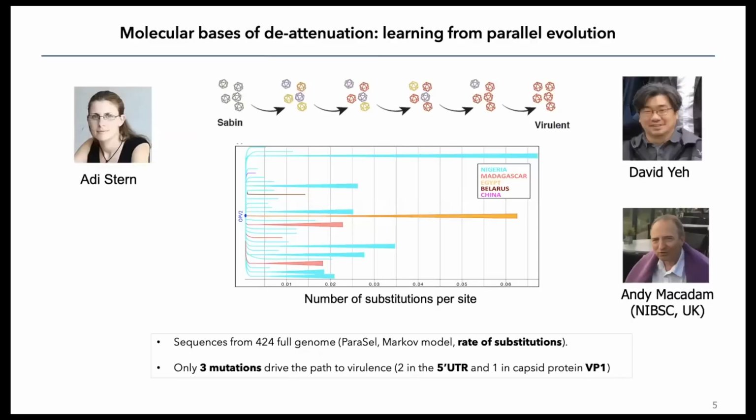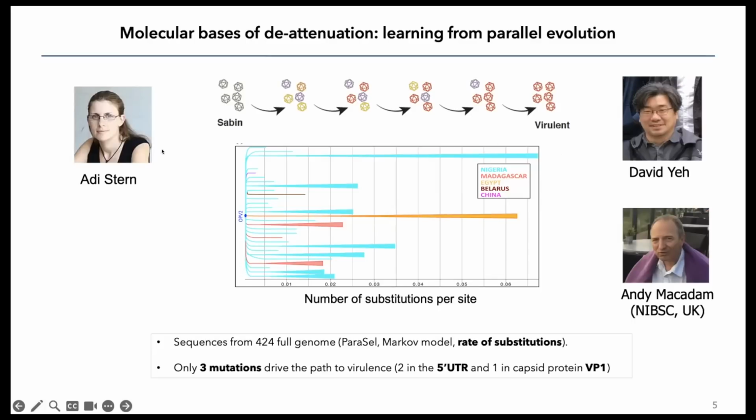So we thought several years ago that it was important to try to understand how these viruses get de-attenuated, how they became virulent. And it was an opportunity to study this in this parallel evolution. You started with these Sabin strains and over passages, you end up with these viruses that cause paralysis or can cause paralysis.